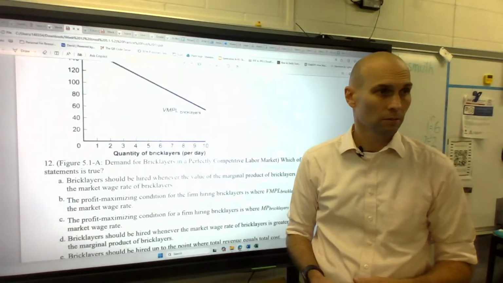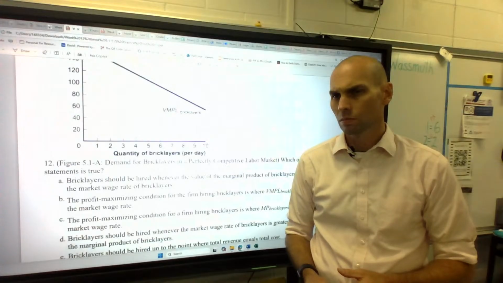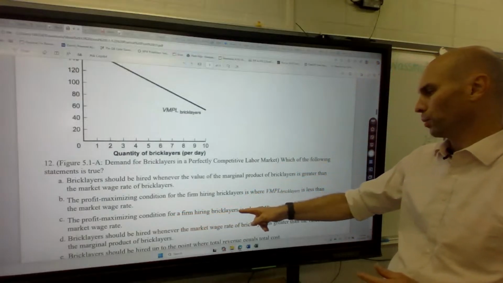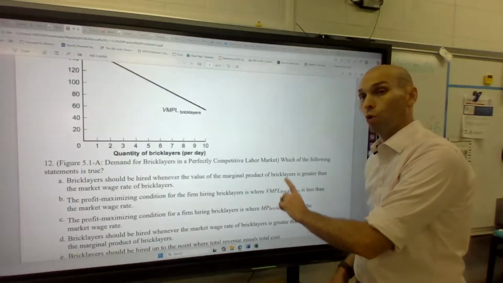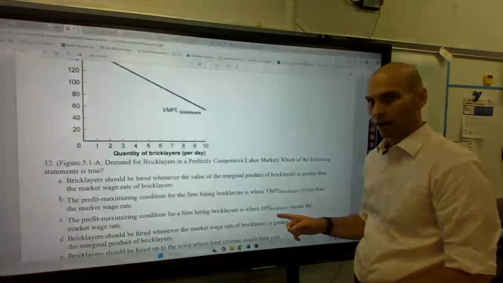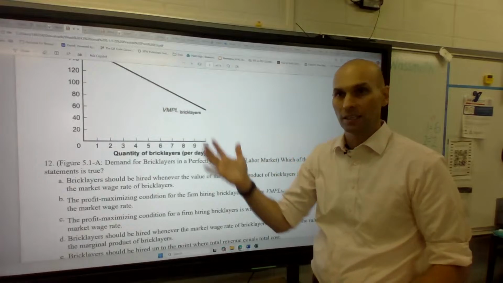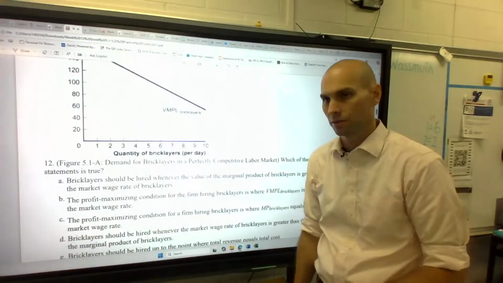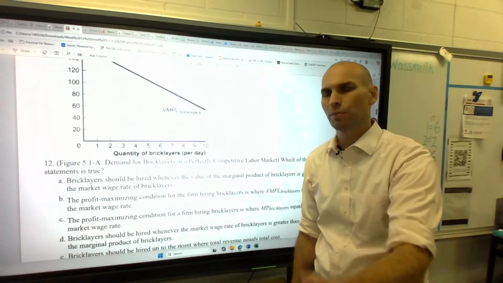Sorry, any questions? Why is C not true? Okay, so why is C not the right answer? The profit maximizing condition for a firm hiring bricklayers is where the marginal product equals the market wage rate. No, it's when the marginal revenue product of bricklayers equals the wage rate. Because marginal product of bricklayers, well, that could be like in the thousands of bricks, right? So if you can lay 1,000 bricks, do I hire you or not if your wage is $20? Yes. 1,000 bricks? What's 1,000 bricks worth?